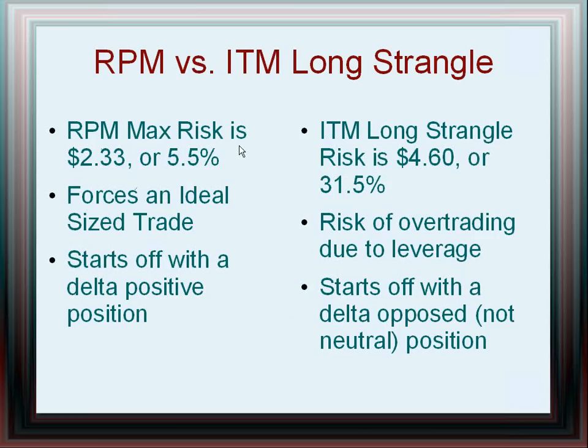All right, the RPM max risk was $233, or 5.5% of our investment. The in-the-money long strangle is risking almost double that, $460 per contract, or 31.5%. Again, I'm forced into an ideal size trade, and we're really going to emphasize that in the next section. With this leverage, I have the risk of over trading.